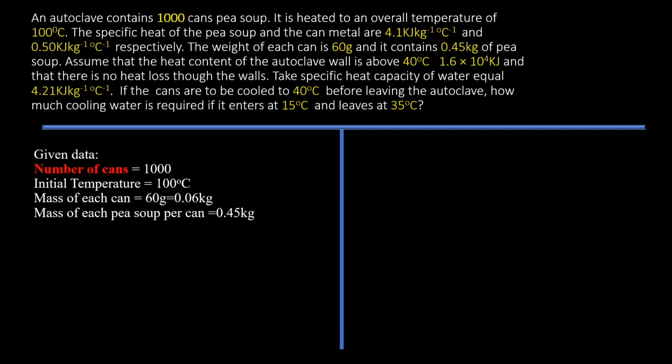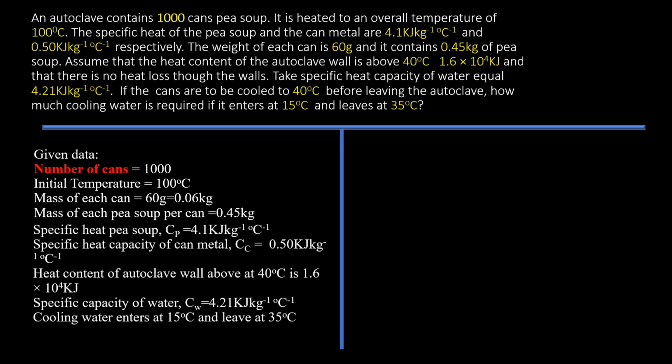Now we're given the number of cans to be 1000, just as I've explained earlier, and as you can see, we're given the initial temperature. That is, the first temperature that was given there was 100 degrees Celsius. Then we're given the mass of the can to be 60 grams. Of course, I told us earlier that we have to convert the 60 grams to kilogram. To convert 60 grams to kilogram, we divide by 1000. So we can see that it gives us 0.06 kilogram.